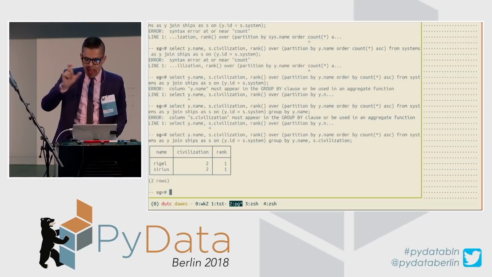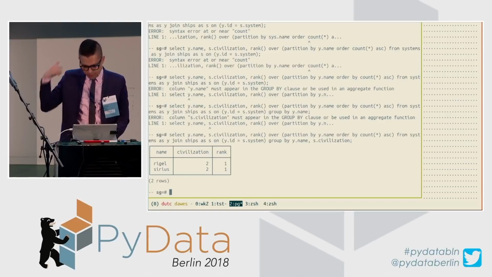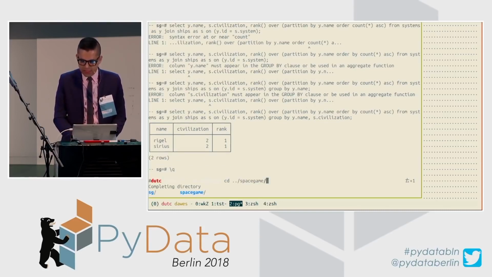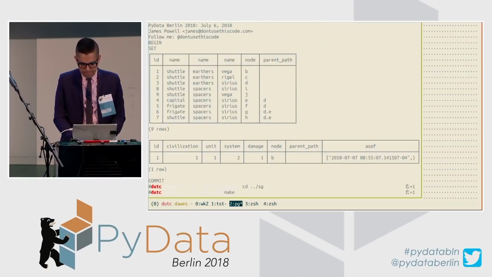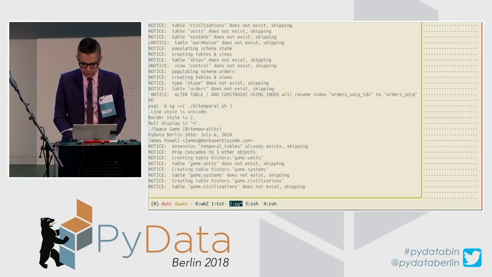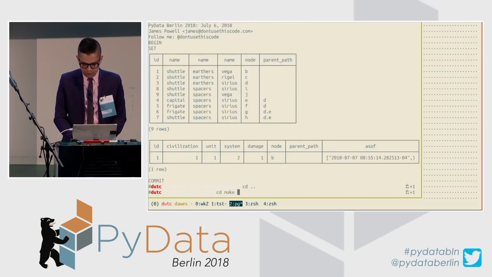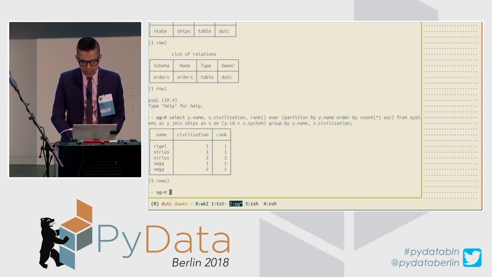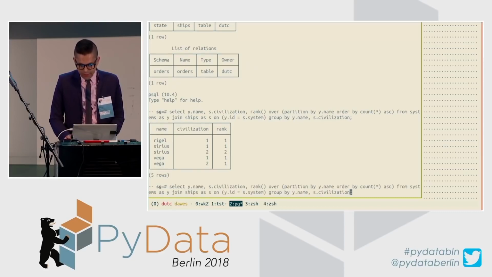This is the ranking of how many civilizations have what ships in what places. Actually, let me switch over to the pre-prepared version. It's a little bit easier to see in that one. Okay, there we go. In this pre-prepared version, I have a bunch of ships in a bunch of places, and you can see in this one system, there are two civilizations that have the same rank. Now I can make this a little bit easier to read by doing one more join.